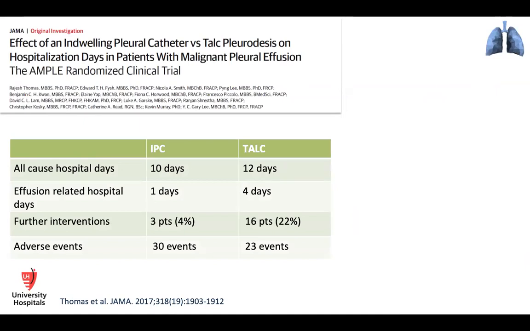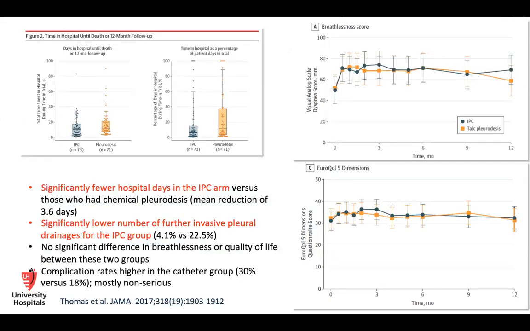And 2 seems like a small number, but in patients who have an overall survival of 4 to 5 months, 2 days spent at home, I would think, is not unreasonable to proceed towards IPC. Further interventions were much less in patients who had IPC versus talc slurry pleurodesis. Now remember, this was talc given through chest tube and not given thoracoscopically. Adverse events were slightly higher in the IPC group, as suspected in other studies as well.